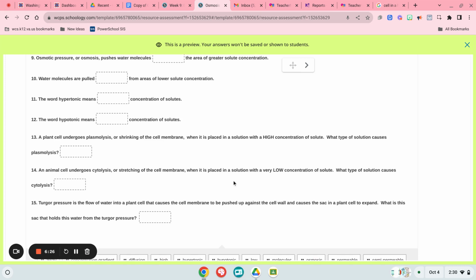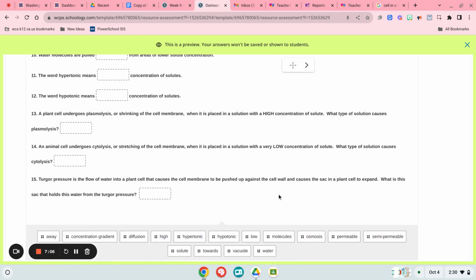Number 14, an animal cell undergoes cytolysis, or stretching of the cell membrane. So cyto, cell, lysis, to break, when it's placed in a solution with a very low concentration of solute. What type of solution causes this cytolysis? Again, two things: the stretching, or I can look at it from the other end and say not what happens to the cell, but to the solution itself. It's a very low concentration.